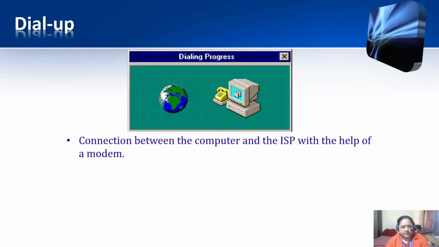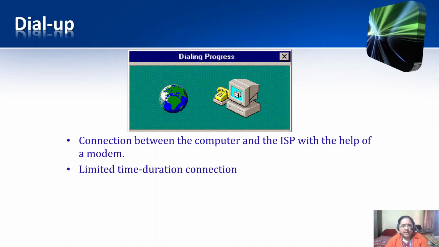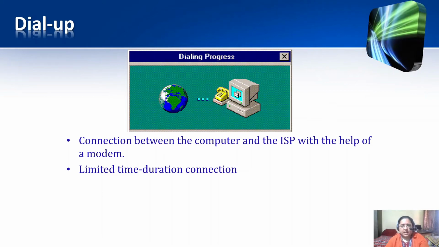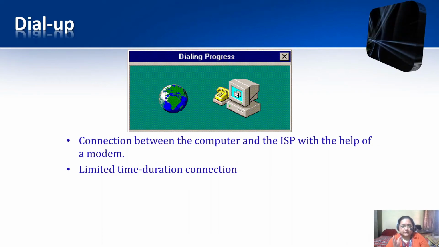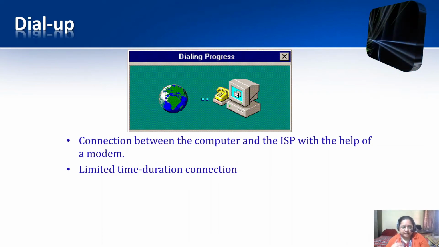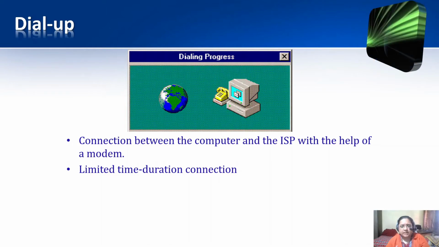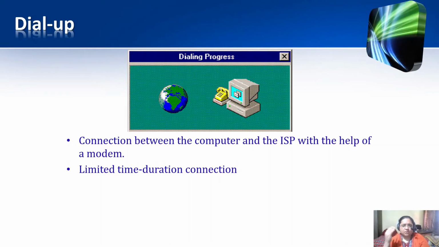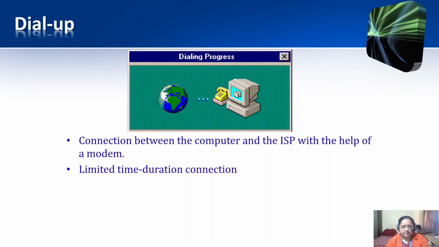The dialing process is a connection between the computer and the ISP with the help of a modem, and usually it is a limited time duration connection. That is, you need to dial the ISP's modem, and once you do that, the connection is going to search for any available free ports on the ISP's computer or ISP's server, which will provide you with an internet connection.